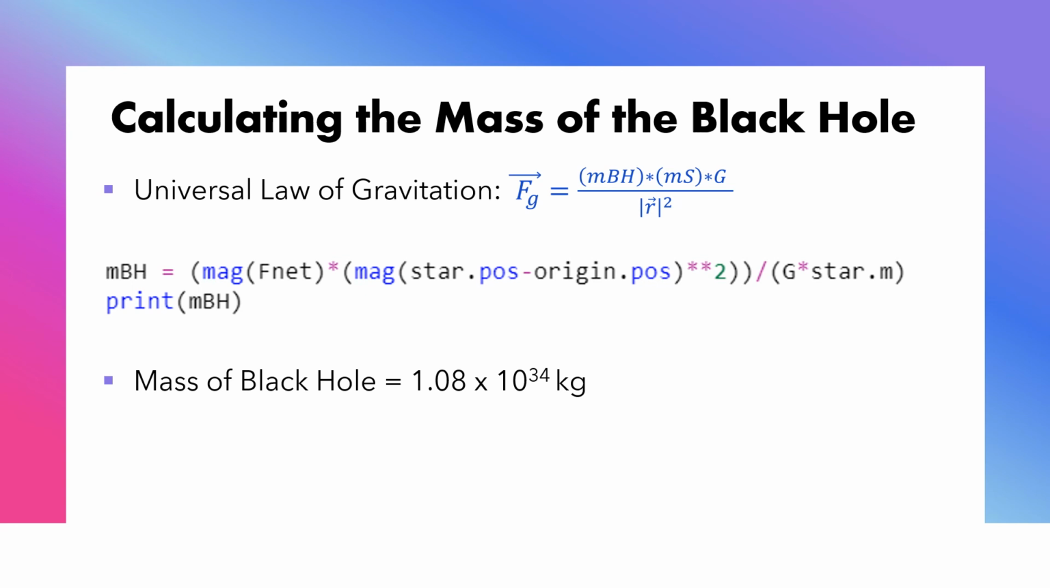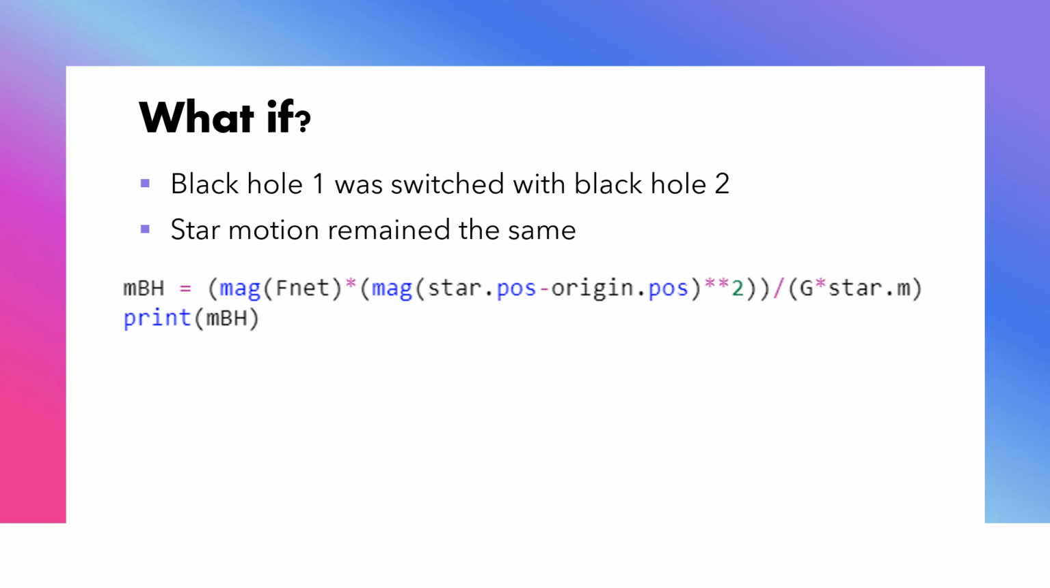If this current black hole was removed and one with a different mass was put in its place, but the star's motion data remained the same, we would not be able to tell that there was a swap. This is because the formula used to calculate the mass of the black hole is based on the motion of the star, and the mass of the black hole is not included in the calculation.